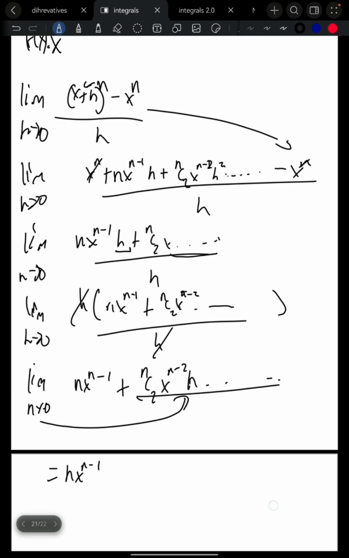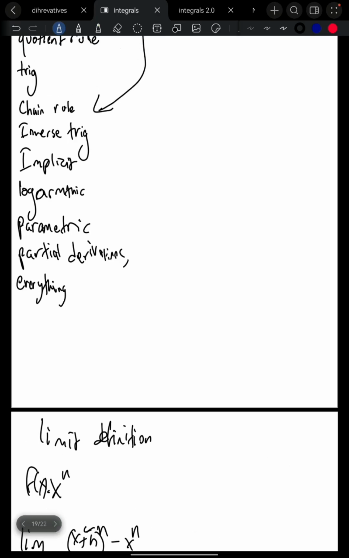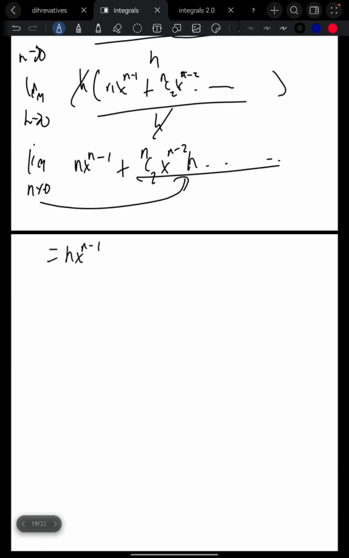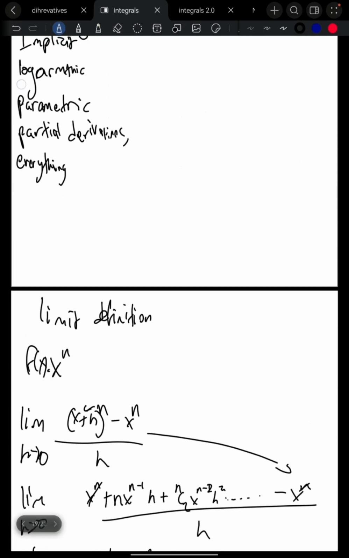This was a side tangent, I didn't mean this, my bad. But you can see you can even prove the product rule and the quotient rule. All of these rules can be proven by the limit definition. So yeah. Wait, what was I saying?